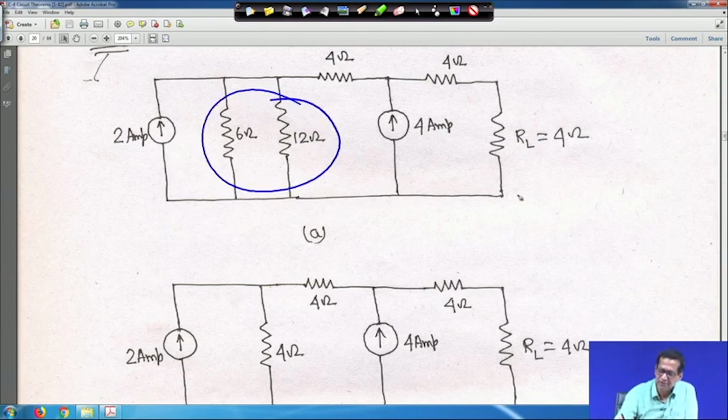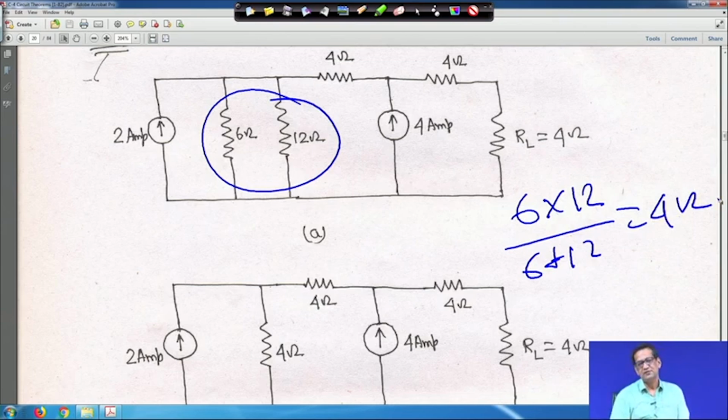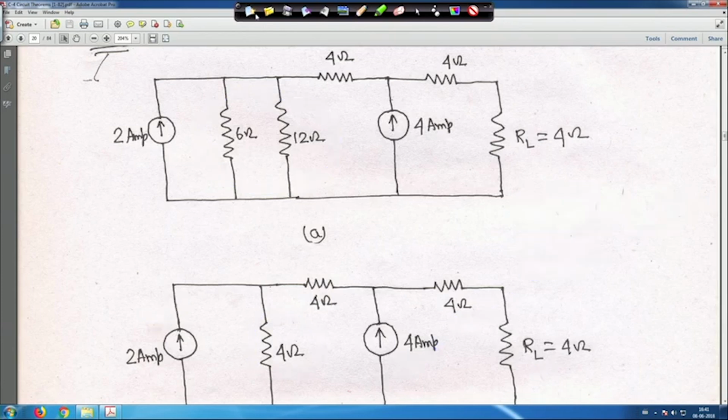this 6 ohm and 12 ohm are both in parallel. So, you find their equivalent, that is 6 into 12 divided by 6 plus 12, which is 72 divided by 18, so 4 ohm. That means this 4 ohm is the equivalent here, and this is 2 ampere and this is 4 ampere, both upwards, and RL and 4 ohm are as they are.